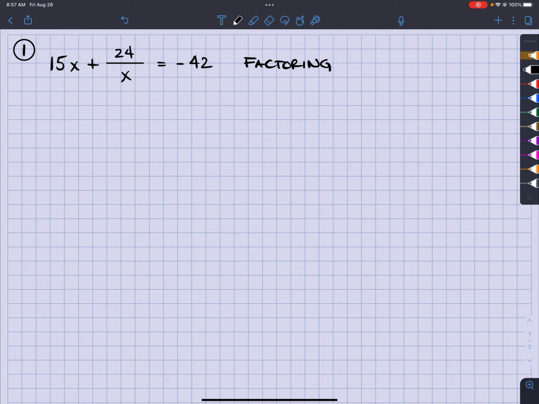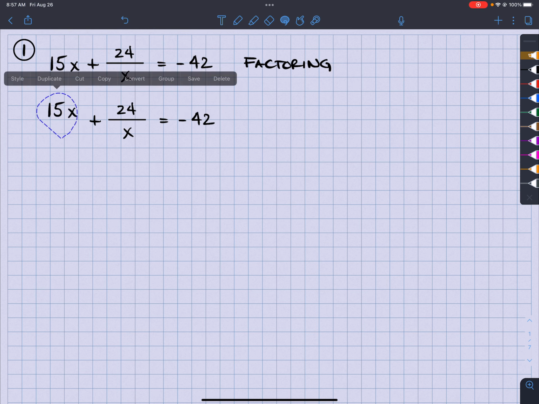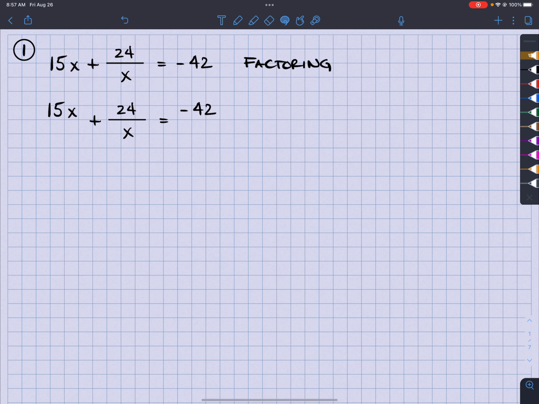All right, so we have to do this problem here by factoring, but however, we have a fraction in here, which nobody likes fractions. So the first thing I'm going to do is make all of these fractions. So I'm going to go ahead and put them over 1.